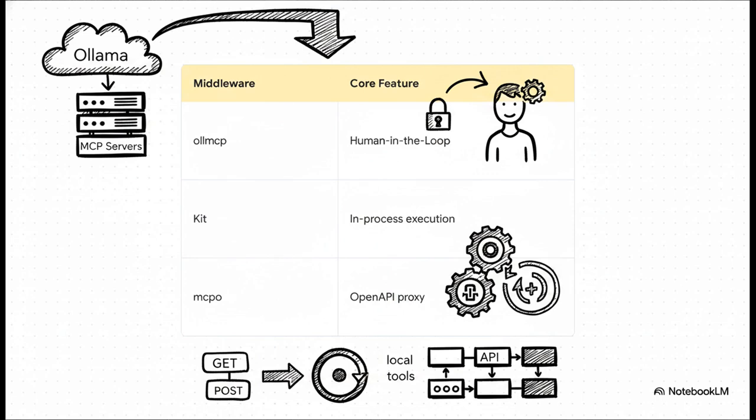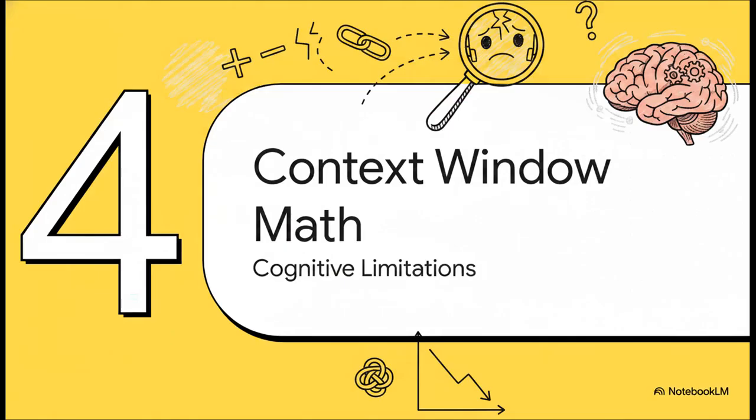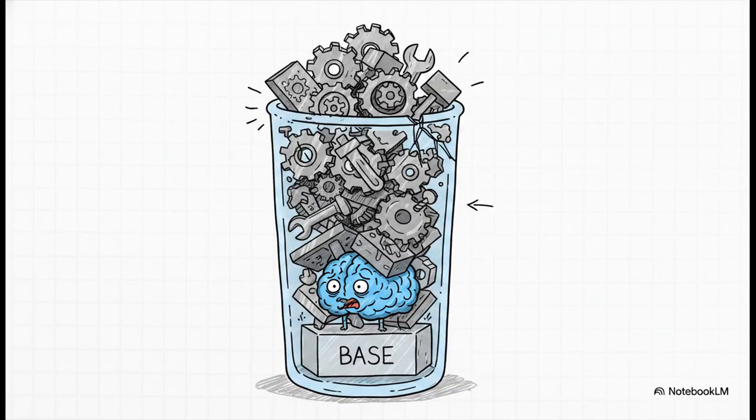Finally, there's msipo, which acts as an HTTP OpenAPI proxy, converting those local tools into secure REST endpoints. Honestly, these middleware clients are the hidden heroes making local agents possible. Which brings us to Section 4, the context window math. Okay, so we've solved the network connection, great, but now we hit a severe cognitive limit.